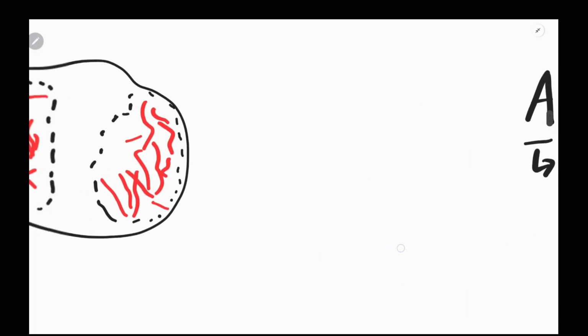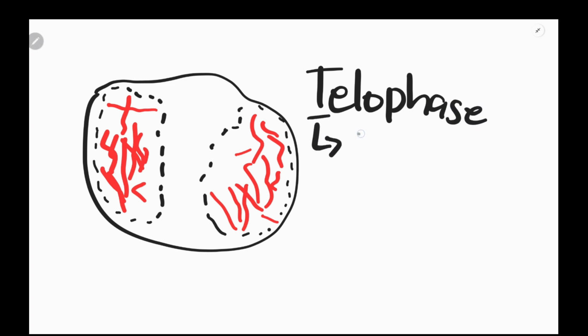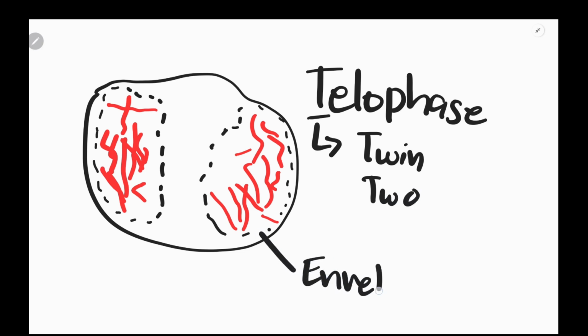The last stage before total separation is telophase. Remember the letter T stands for either twins or the number 2. During telophase, the separated chromosomes on both poles decondense and the nuclear envelope starts to form and begins the separation step via the next stage, which is cytokinesis.